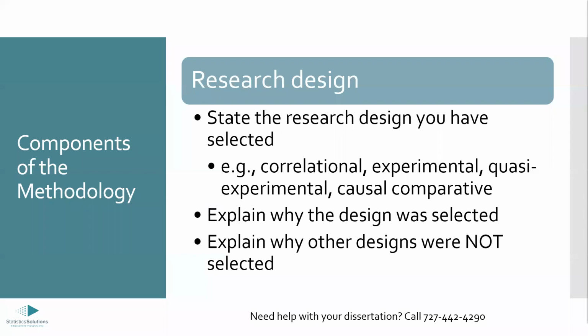For the research design, you want to first state the research design you've selected. So within quantitative, this could be correlational design, experimental, quasi-experimental, or causal comparative, just some examples of some common designs. And you want to state why you selected that design. So this should be related back to your problem, purpose, and research questions. So you should be able to provide rationale for selecting your specific research design and align that with the problem and purpose statements and the research questions that you're trying to answer in your study.